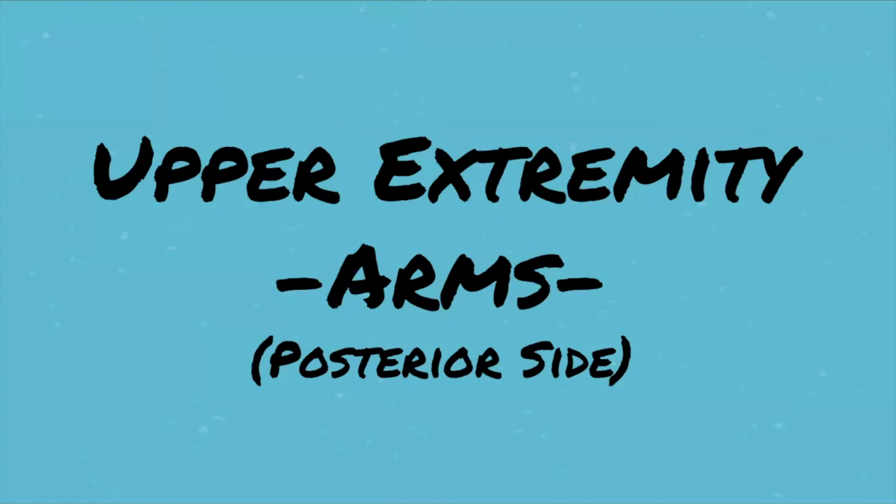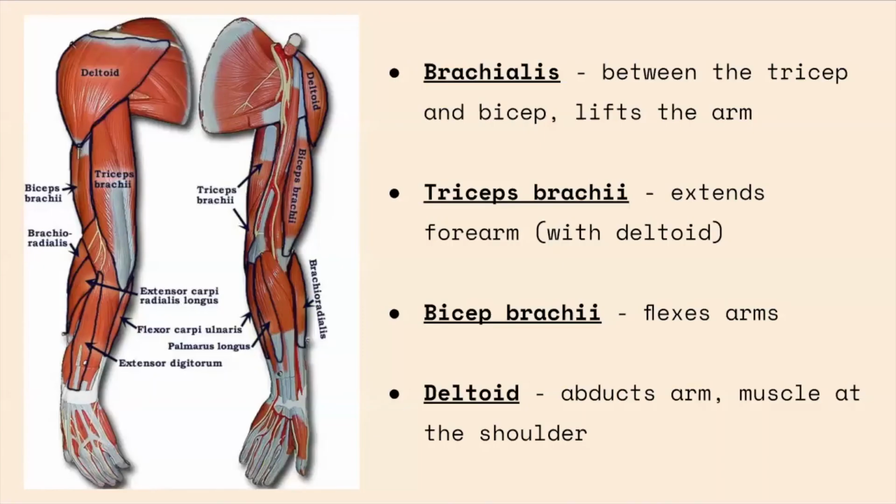Okay, now we're gonna go over the posterior side of our arms. We have the brachialis, basically between the triceps and the biceps, and it helps lift our arms up. We have the triceps brachii, which extends, which straightens our forearm, along with the help of our deltoid. Our deltoid is like our shoulder muscle. We have the biceps brachii, which flexes our arms, which helps contract our arms. We have the deltoid muscle, which abducts the arm, and it's the muscle at our shoulder.